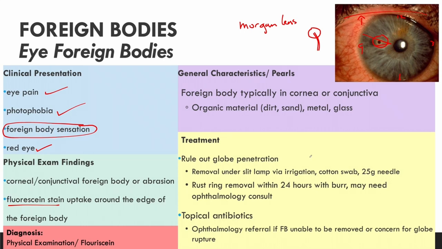And then to remove the rust ring that forms around, you use a little burr which oscillates, and that can remove it. Also prescribe topical antibiotics to help prevent infection, and then refer to ophthalmology, especially if the foreign body or the removal was within the vision area.